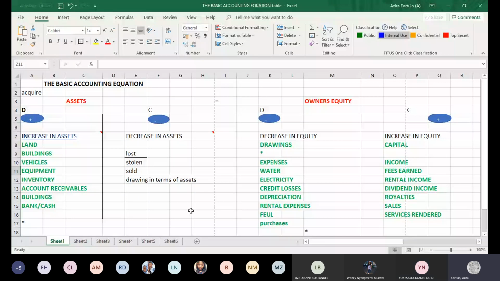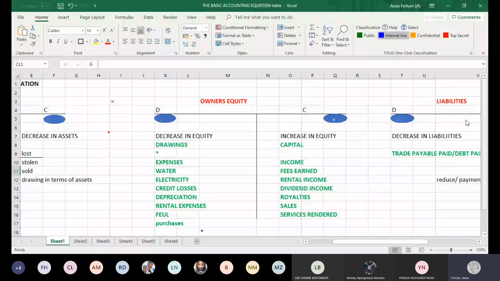When you draw up your table, make sure that these pluses and minuses are on the right side. Look here on the side, assets is a plus and a minus, and equity takes the reverse. It's a minus and a plus. Liabilities is a minus and a plus, because this half will equal that half. I'll just keep the table open for a minute or two.